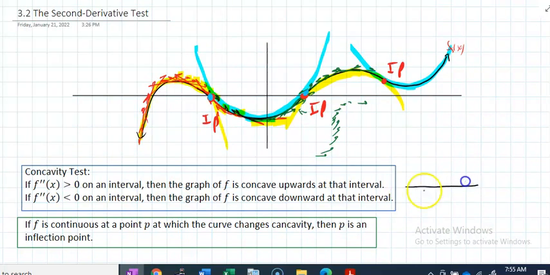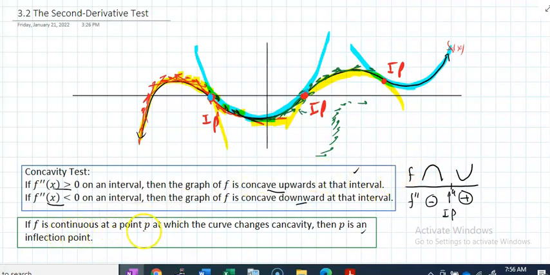So we do the same deal as we did with the first derivative. We do a second derivative test. Wherever the second derivative is negative, we say the function is concaving down. And wherever the second derivative is positive, the function is concaving up. If you switch from concaving down to concaving up, we call that point A an inflection point. That's what these two are saying: if the second derivative is positive on an interval, then f is concaving up on that interval, and if the second derivative is negative, the graph is concaving down.